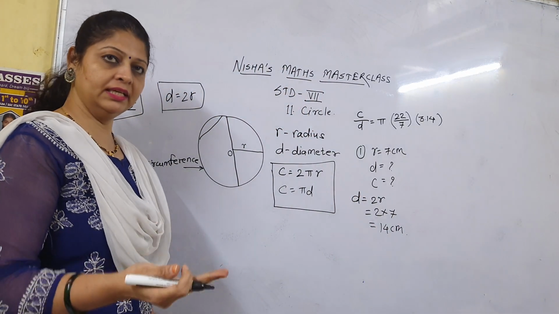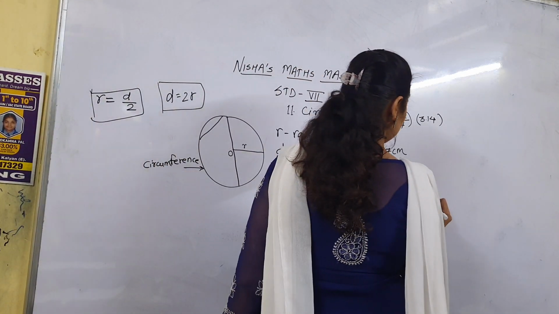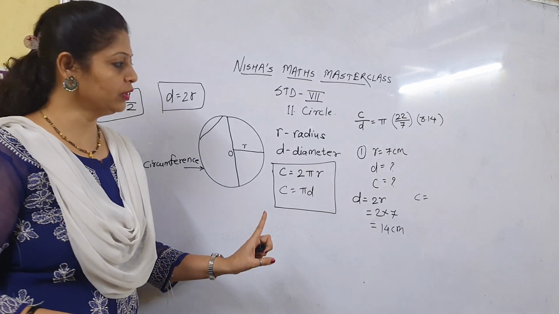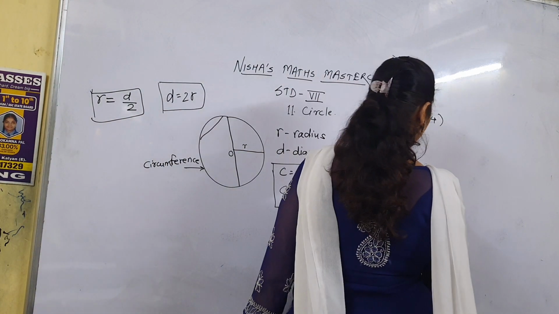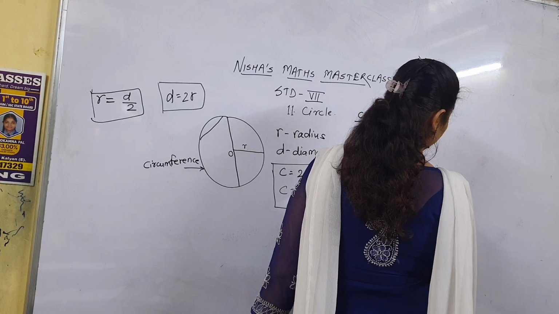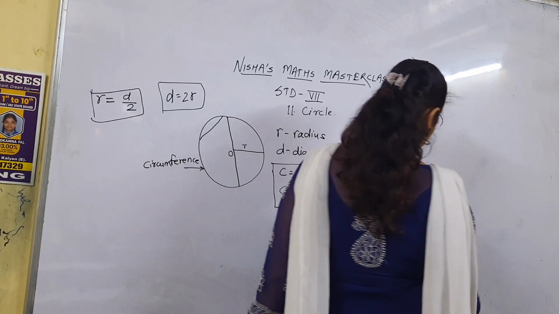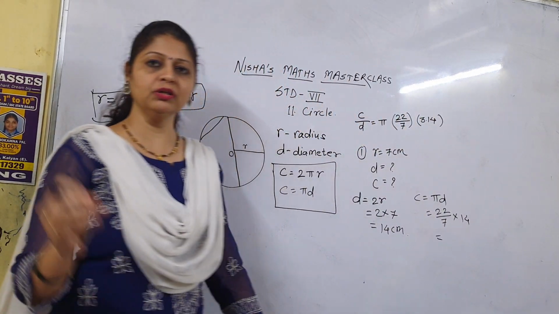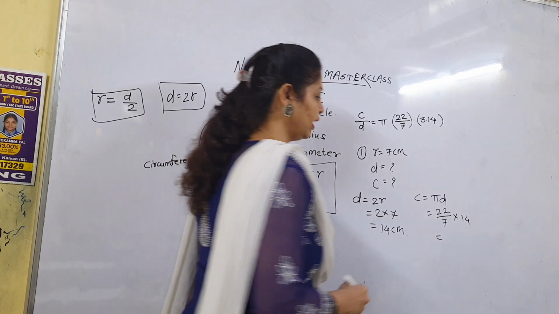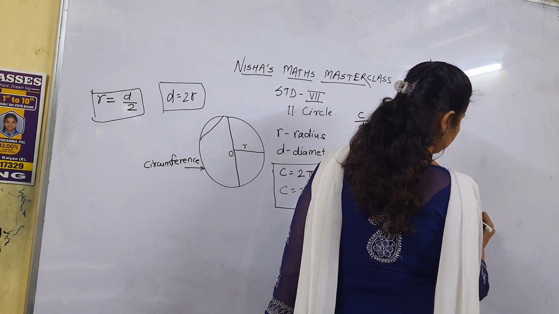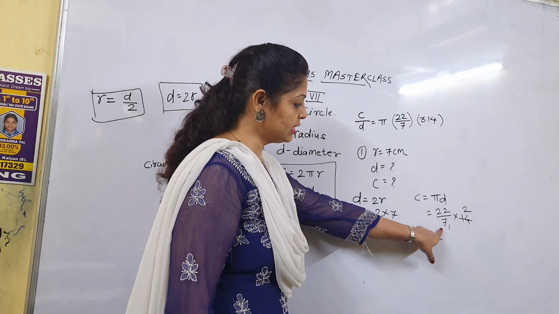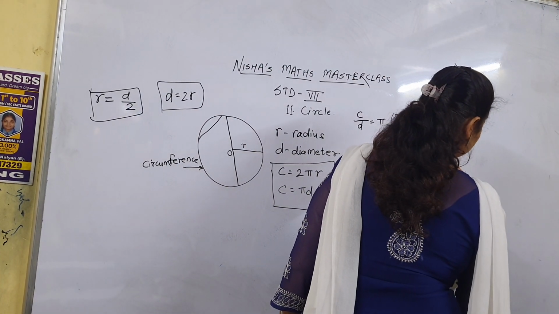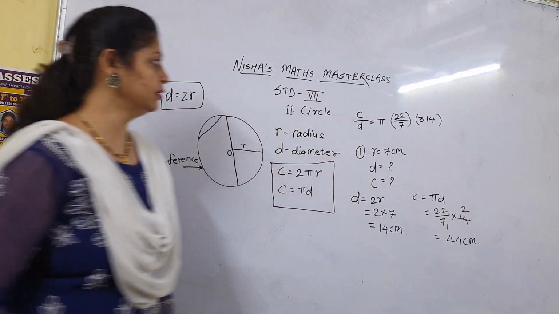Now we have to find out c, the circumference. C is equal to either 2 pi r or pi d. Now I am taking pi d. Pi is 22 upon 7, and d we already know is 14. We put the values in the formula and write it down like this. 7 ones are 7 and 7 twos are 14. 22 twos are 44. So 44 centimeter is the circumference of this circle.